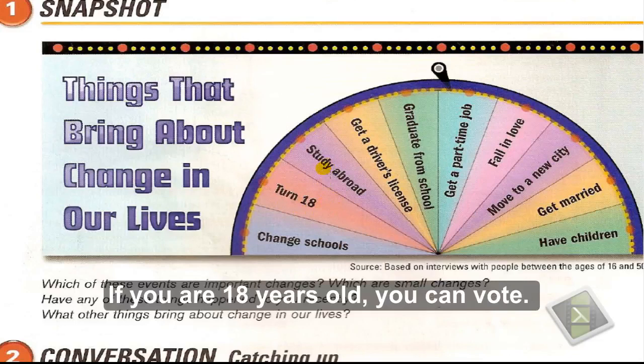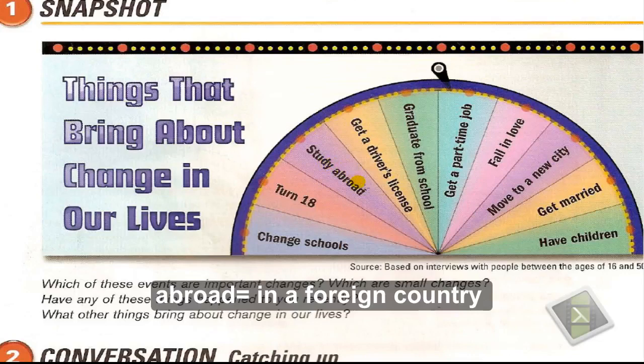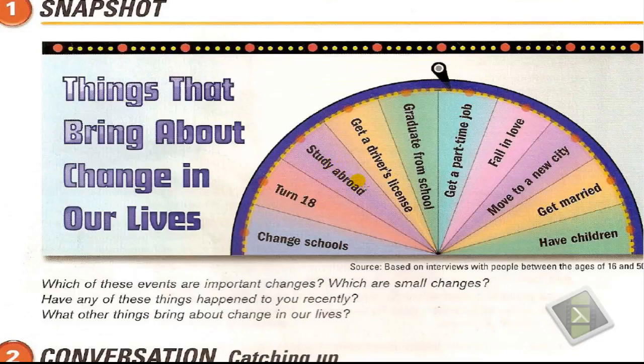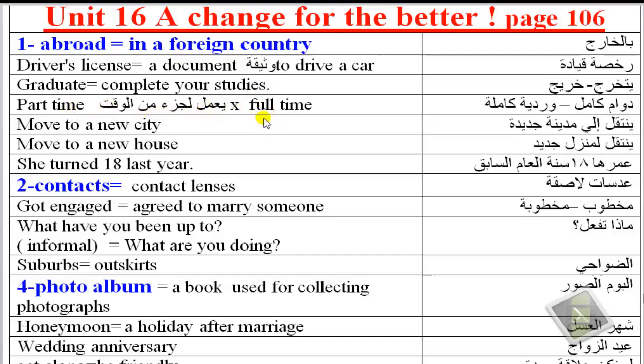Study abroad. Study in a foreign country. You travel to the USA, Australia, Canada. Big change. Get a driver's license. You can drive a car. You can work part-time, full-time. Move to a new city. Move to a new house. She turned 18 last year.